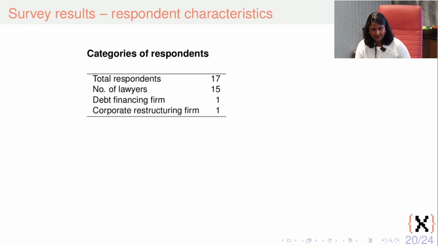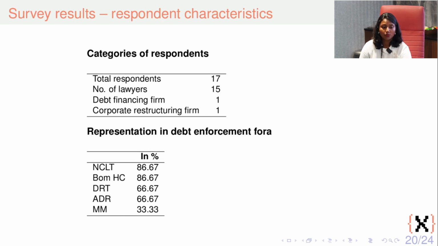What were the characteristics of respondents? We had a total of 17 respondents. 15 of them were lawyers, and a couple of them were partners at corporate restructuring firms and debt financing firms. And most of them had appeared before the NCLT and the Bombay High Court. A little more than half of them had appeared before the DRT and had gone through ADR procedures. And we have the least representation from metropolitan magistrate courts. And the advocates we spoke to are practicing counsel for more than 20-30 years.